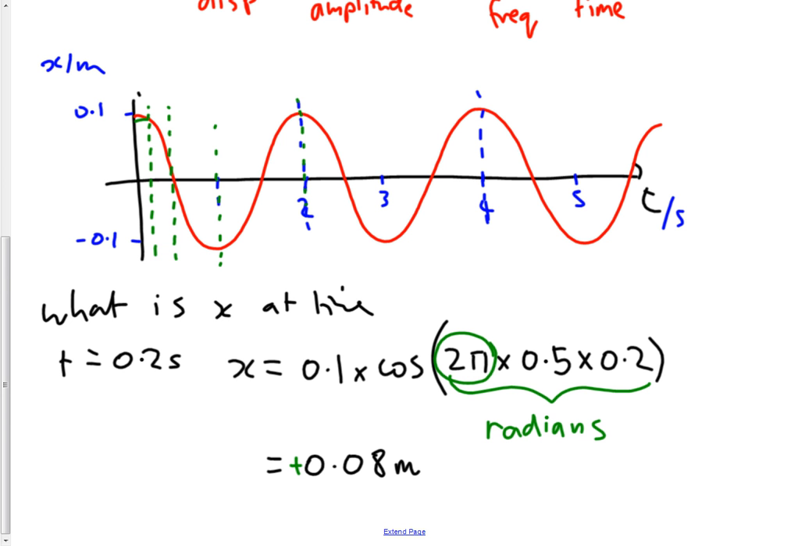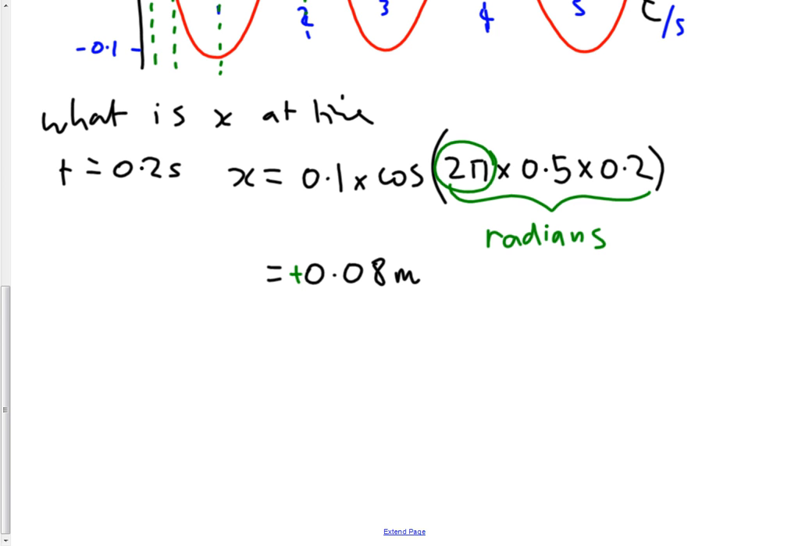Now let me ask you to do another one. Let me ask you, what is the displacement at time t equals 2.2 seconds? Can you pause the video, plug that into the formula, and tell me what the displacement is? Do that now.